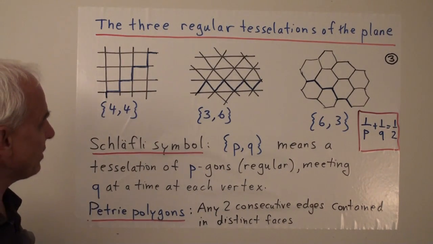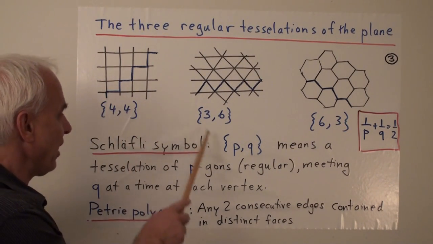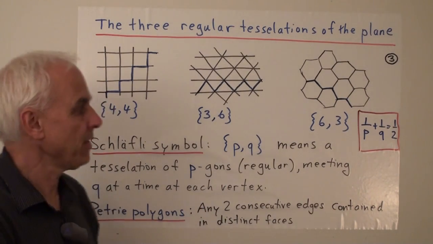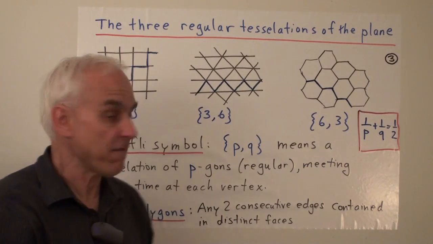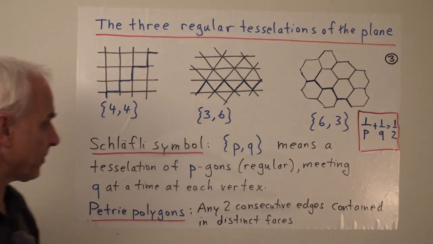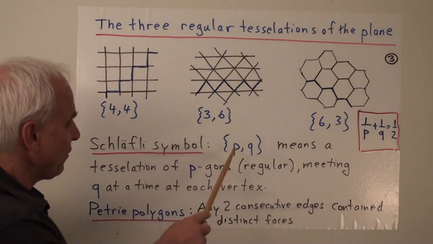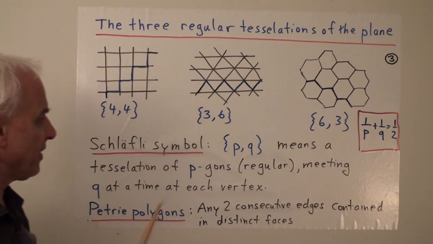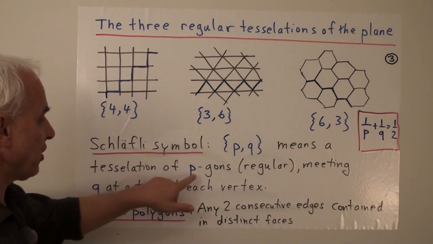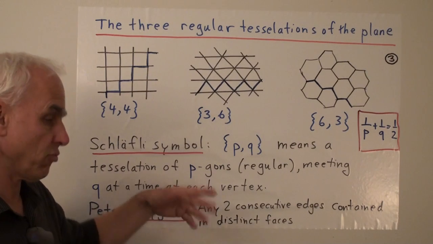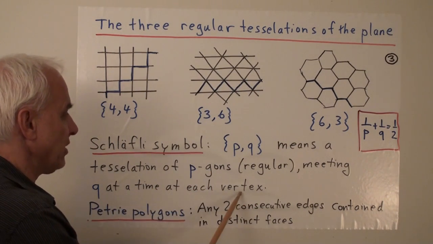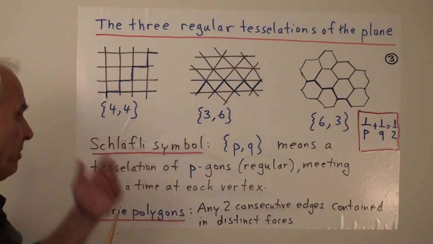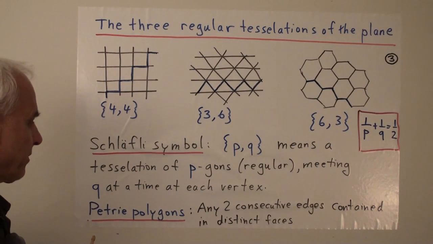And we might note that these particular values of P and Q have the property that 1 over P plus 1 over Q happens to equal a half in each of these 3 cases. So in general, if you have a {P, Q} situation, this means that we have a tessellation consisting of regular p-gons, meeting q at a time at each vertex. That's the general meaning of the Schläfli symbol.